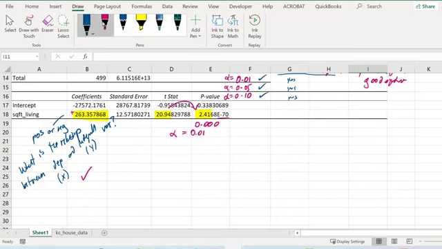0.01, I'm going to ask the question, is this bigger than alpha? Sorry, is this smaller than alpha? And the answer is yes, it is. Therefore, I reject the null hypothesis that this is a bad coefficient. Therefore, this is a good coefficient.